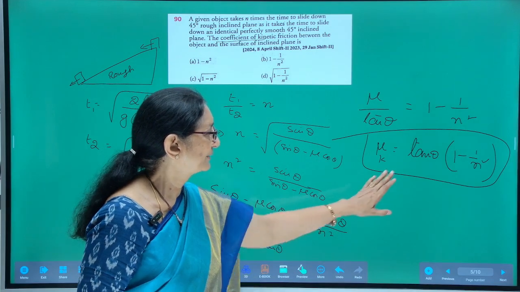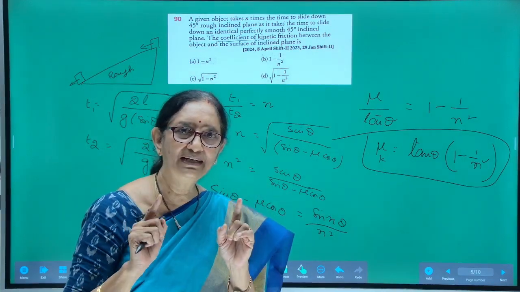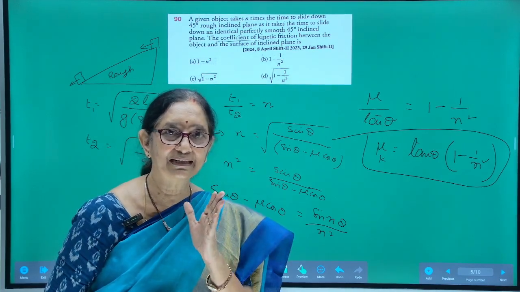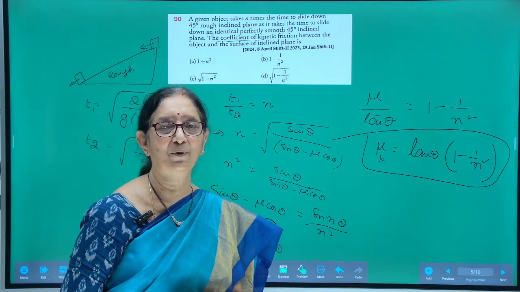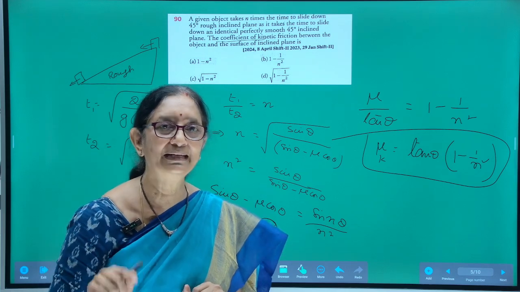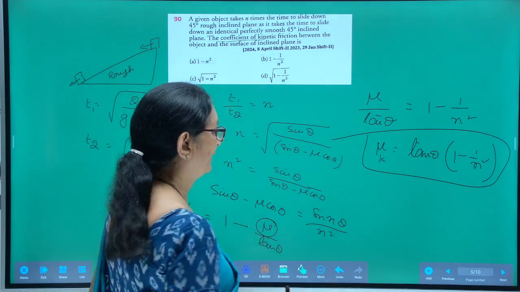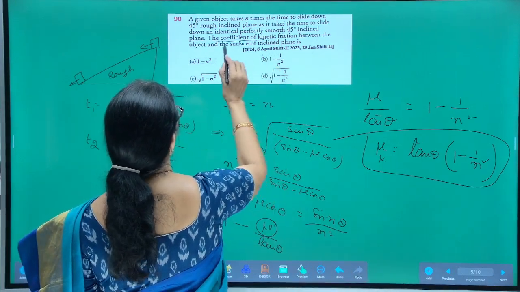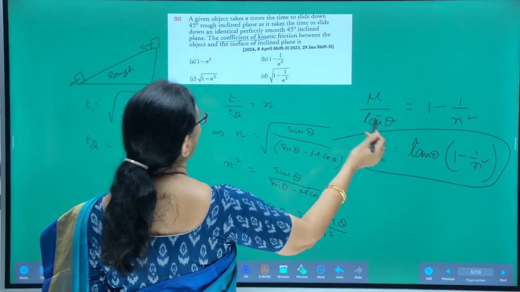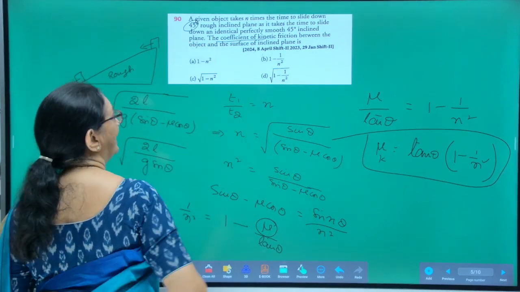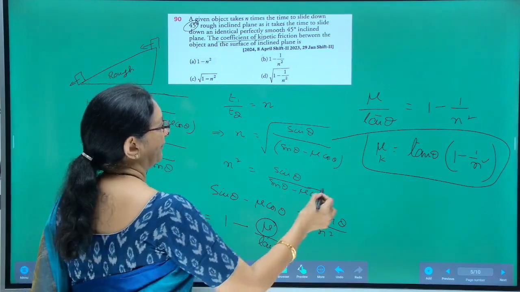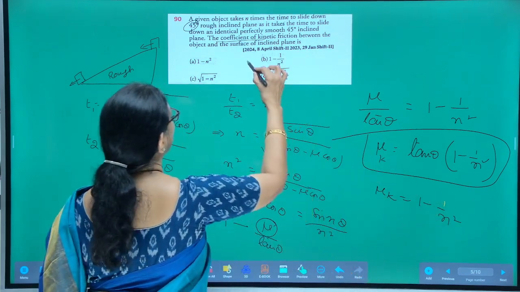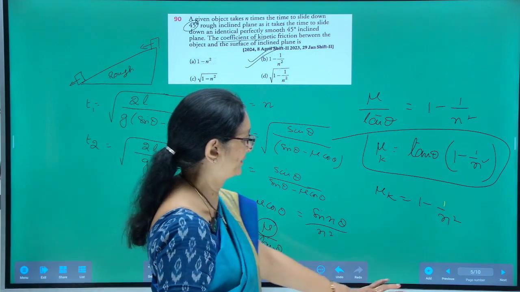So, here n is such that when the body is sliding down a rough incline, it takes n times the time taken by the body to slide down the same incline if it is smooth. Okay? Now, which is the correct option? What is asked is mu k. So, mu k is equal to tan theta into 1 minus 1 by n square, and as theta is given as 45, mu k is equal to 1 minus 1 by n square. This is the correct option.